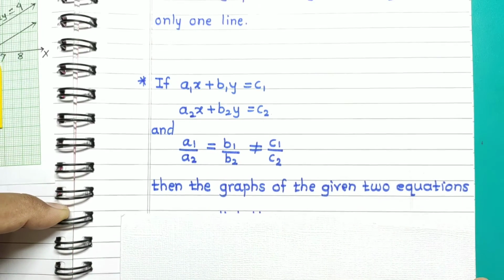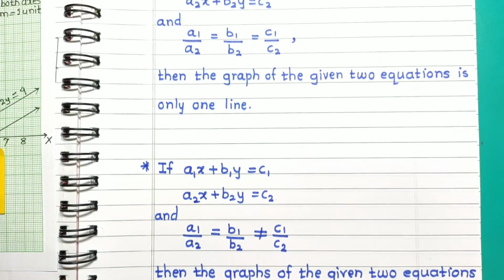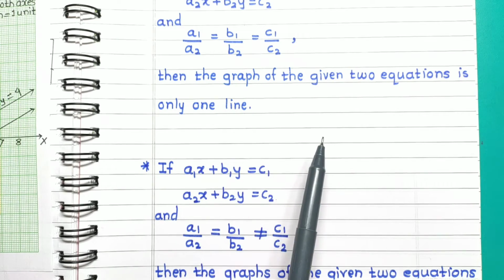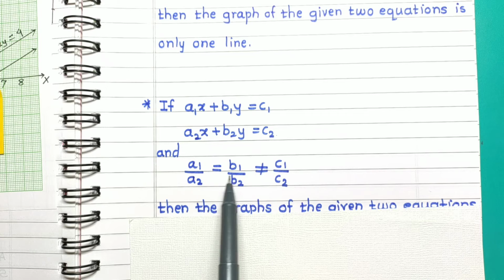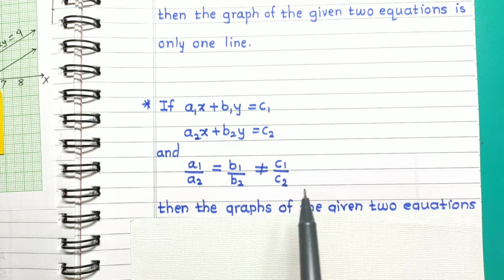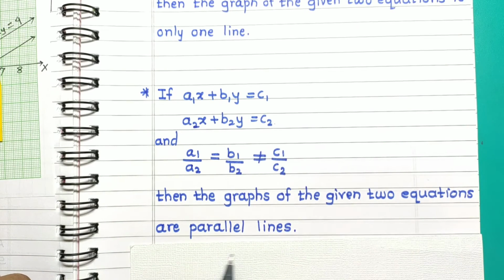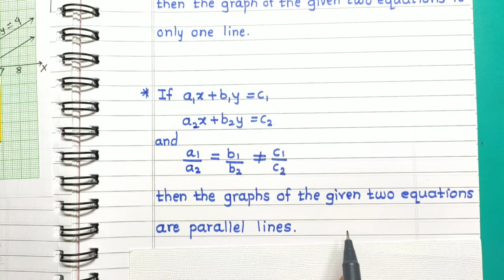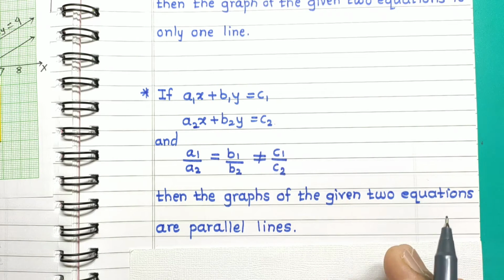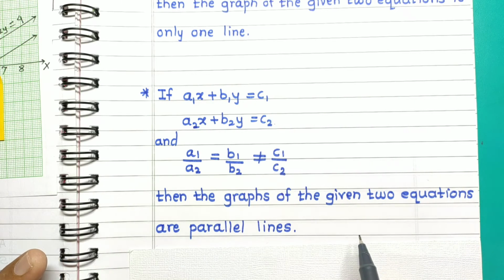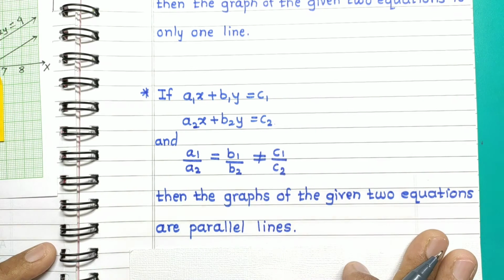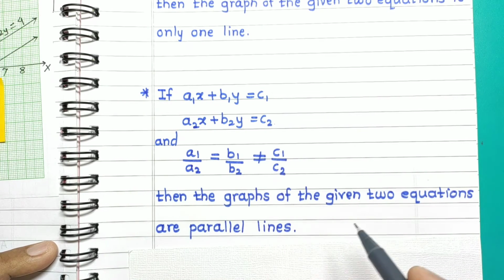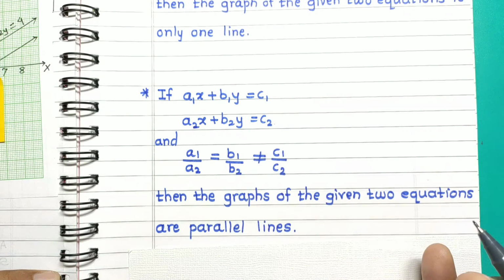Okay. See, if for these two equations all these ratios are equal, then those two equations represent only one line, and if ratio of coefficients of x and y are same but ratio of constants is different, then those equations represent parallel lines. So students, I have explained graphical method to solve simultaneous equations in a very easy manner and in detail also. So you study this method, okay, and remember all these concepts clearly and properly.